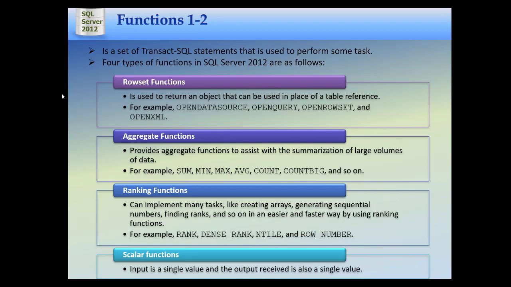Ranking functions, basically they can implement many tasks like creating arrays, generating sequential numbers, finding ranks, and so on. And basically they make it easier and faster by use of the ranking functions. So examples are rank, dense rank, ntile, and row number. And we have scalar functions. Scalar functions basically have input as a single value, and they also give us back a single value.